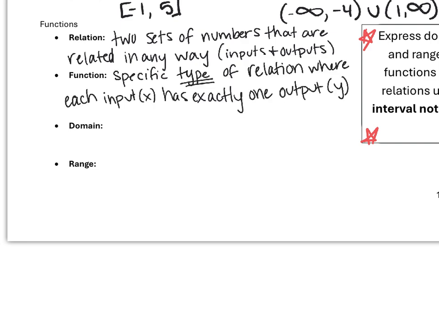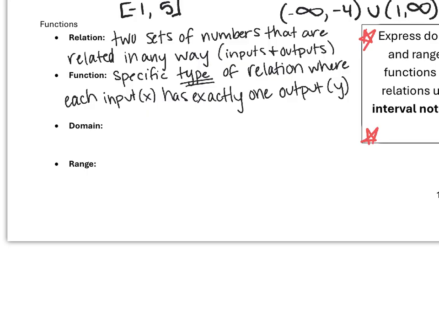A function is a specific type of relation, which does have a rule. The definition is that it's a specific type of relation where each input can only have one output. So every x can only have exactly one y paired with it. And we'll talk about that a little bit on the next page about these rules and how to identify if something is a function or not.